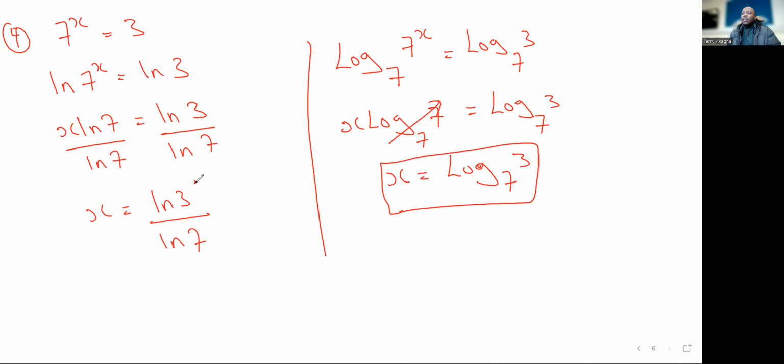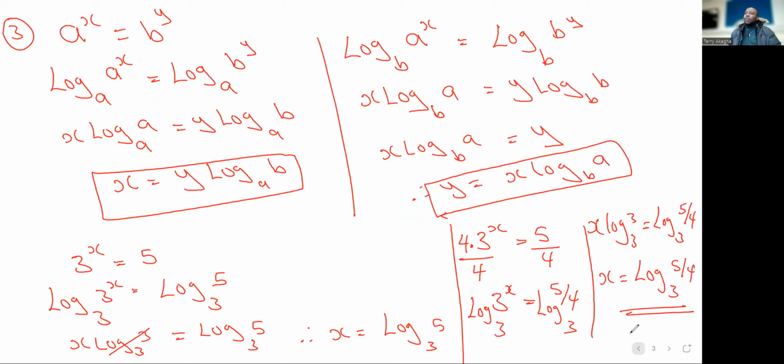So this and this, when you press your calculator, you will see that they both give you the same answer. All right, so that is that for that. So please go to the worksheet, the textbook, and try and practice more questions, and you will be fine. So let's have a quick look at the laws again.